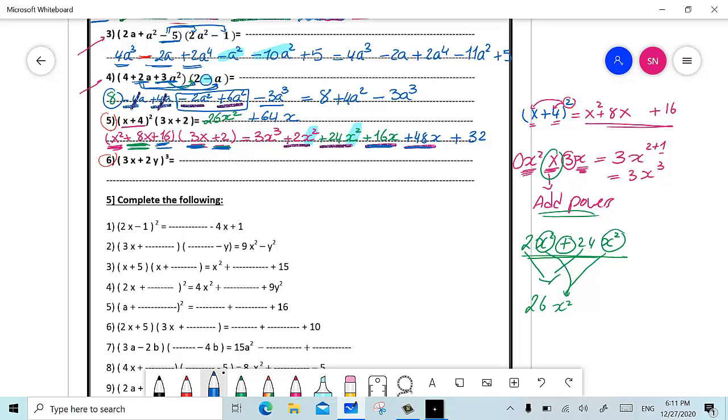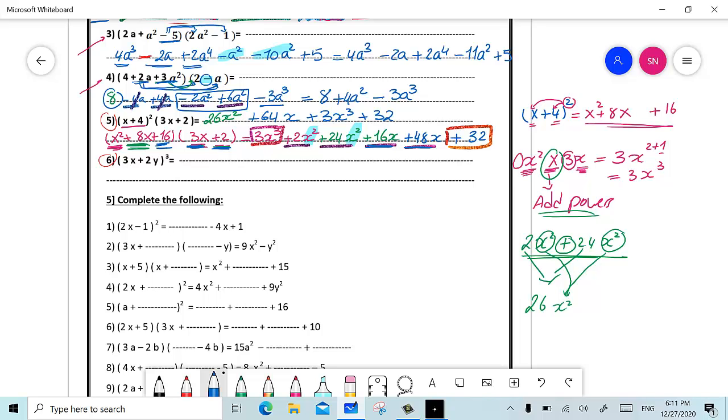And at the end, I will find that I have 3x to the power of 3, and there is no like term, and positive 32, which is an absolute term. So they are going to be written as they are. Positive 3x to the power of 3, positive 32.